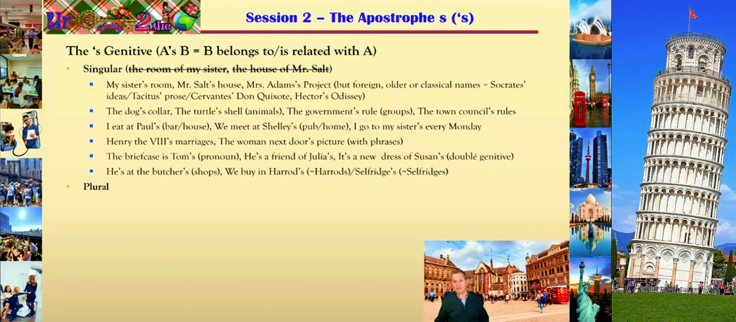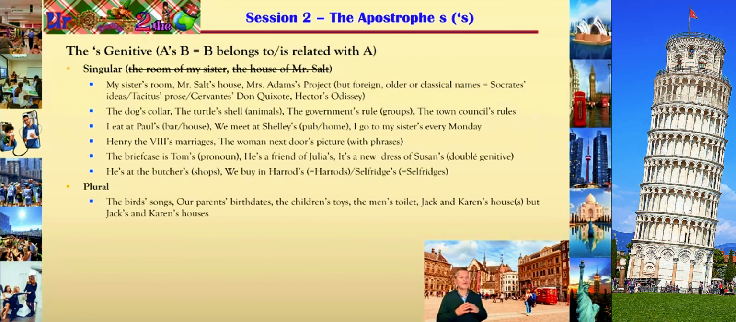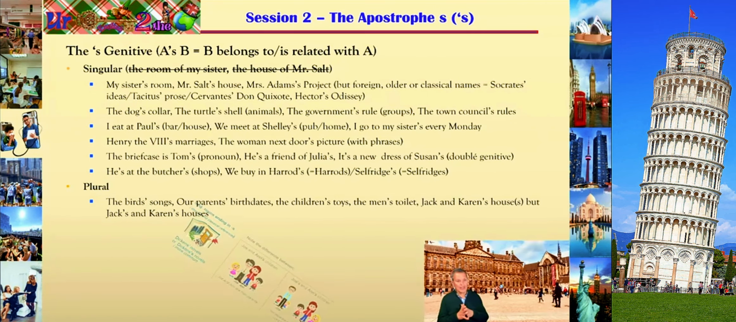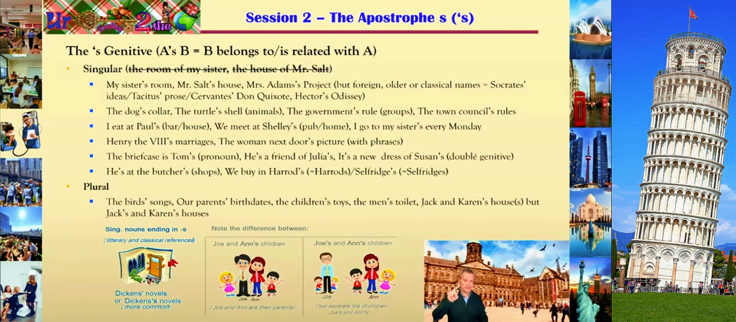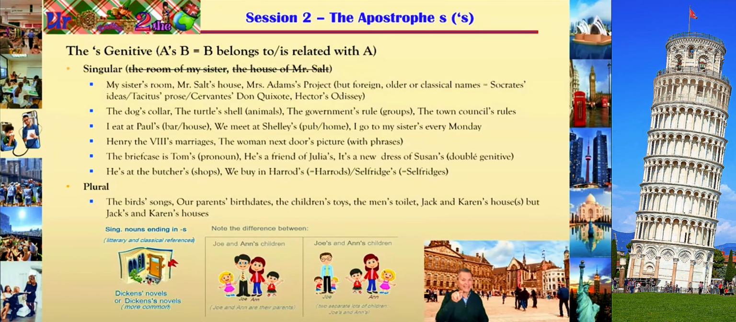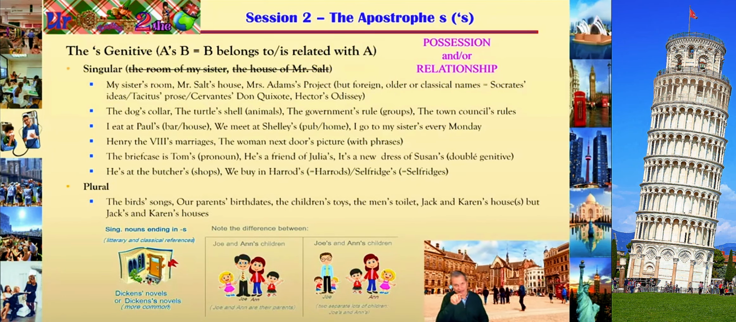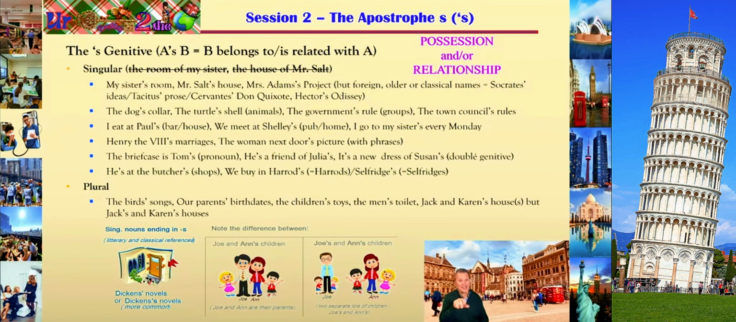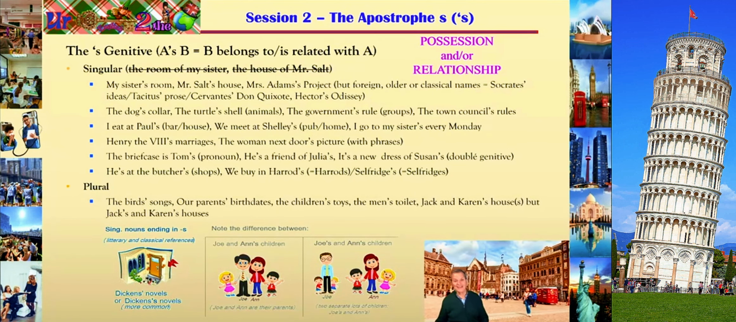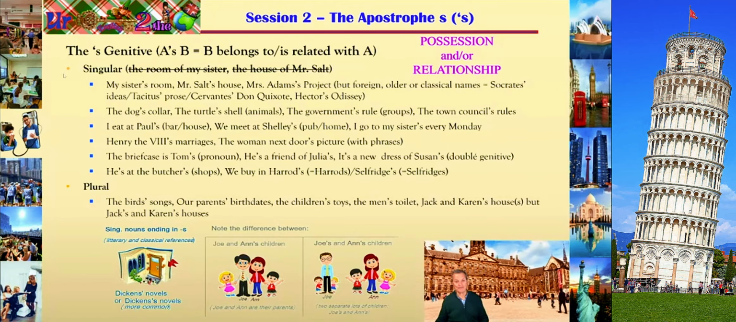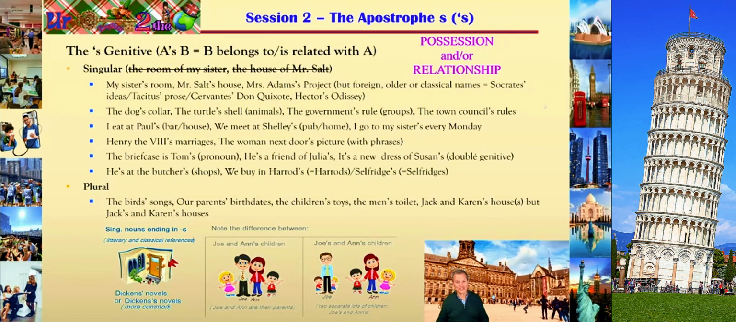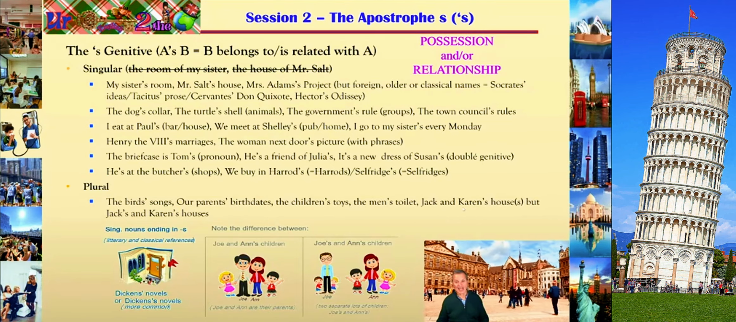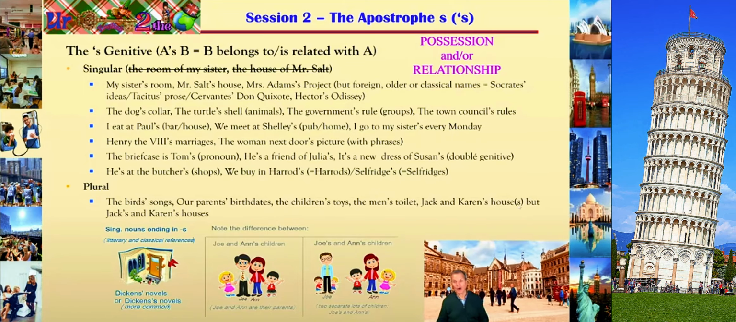Now, what happens with plural nouns? Well, we have already seen it. I have already told you, no? In plural nouns, you have to use the apostrophe after the s, but we don't use any other s, right? So the birds' songs, our parents' birthdays, the children's toys, the men's toilet, Jack and Karen's house or houses.